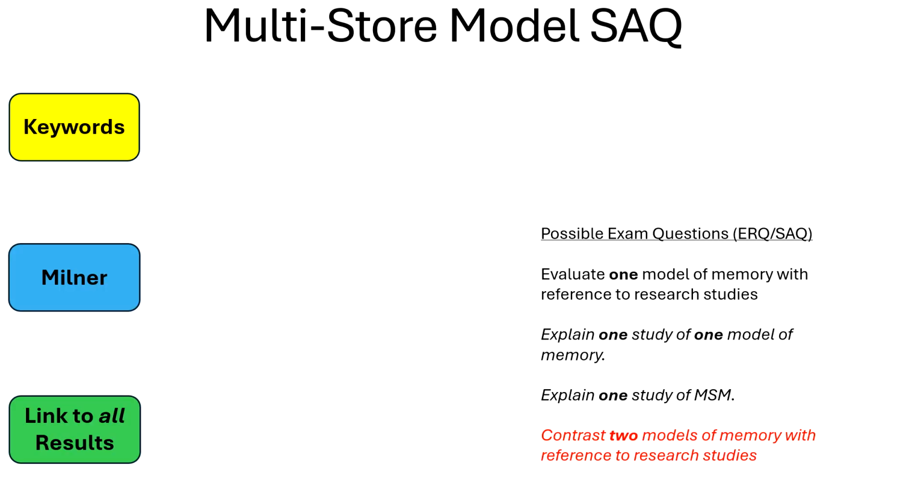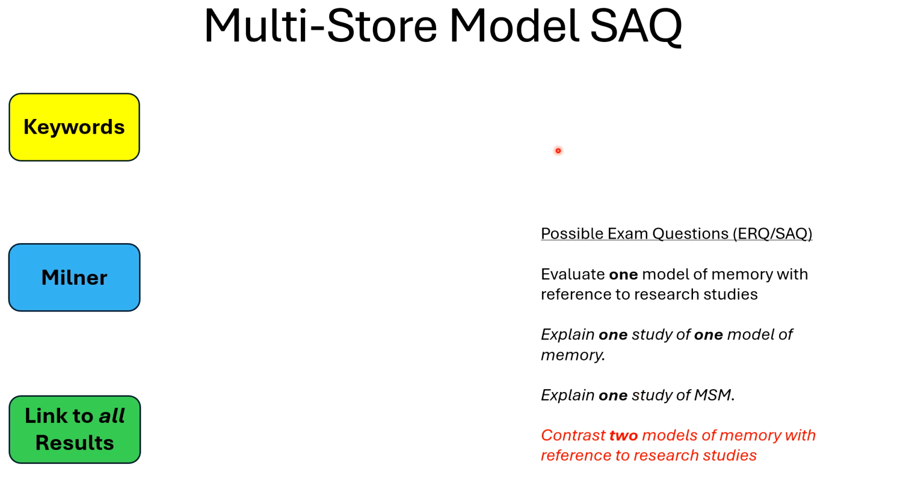You could also be tested on the multi-store model in the form of an SAQ. So this is the question you would get for an SAQ: explain one study of one model of memory. You could also talk about the working memory model because it's not stating which one specifically. This question is, explain one study of the MSM, multi-store model. You can also get an ERQ where you compare this model to the working memory model. I have a video for that as well.